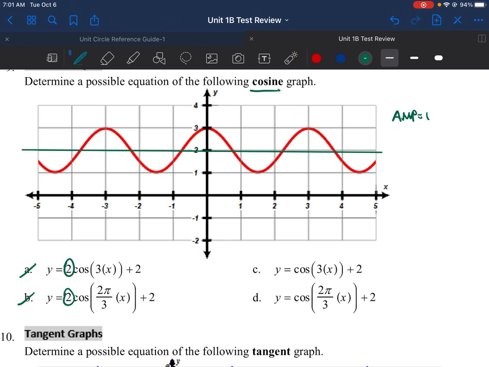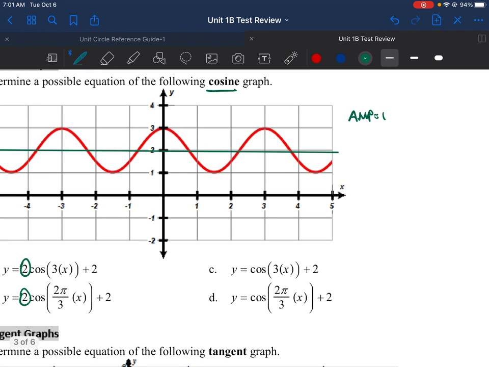Okay, so let's figure this out here. We know that for sine and cosine, the period is what's affected by the B term. And we know the period is 2 pi divided by B. Well, let's look at the period on this graph. Remember, the period represents the horizontal length of one full cycle. So if I start here and I trace this cosine curve, this has a period of 3. So I'm going to replace T with 3.